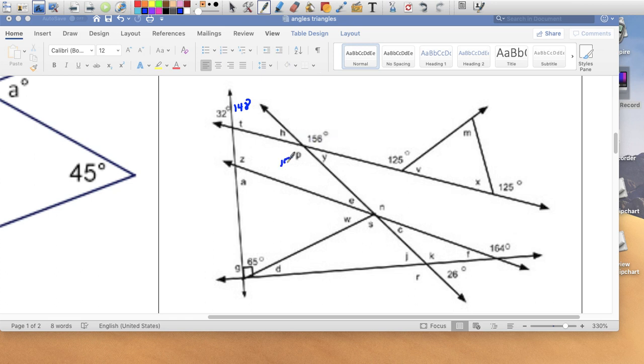So we want all these letters. This is going to get messy. That's going to be 148. If that's 156, this is 156. And this is obviously going to be 180 minus 156, which is 24. And this is going to be 24, right?